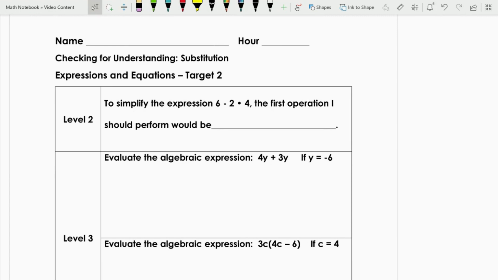So if you recall, order of operations, P stands for parentheses, and we don't have any parentheses. E stands for exponents. We don't have any of those. And MD stands for multiplication division. And I have some multiplication right here, which is the 2 times 4.